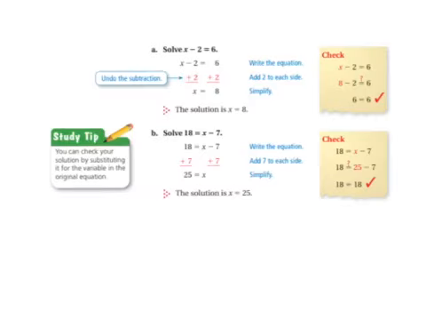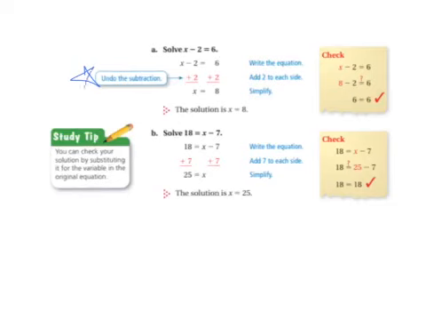Example A and B is going to be using addition to solve the equation. So let's look at part A. It says to solve for x minus 2 equals 6. Well, we want to get x all by itself, so we need to get rid of the minus 2. The way we get rid of minus 2 is by doing the opposite, and the opposite of minus 2 is plus 2. That's what they're showing you right here.